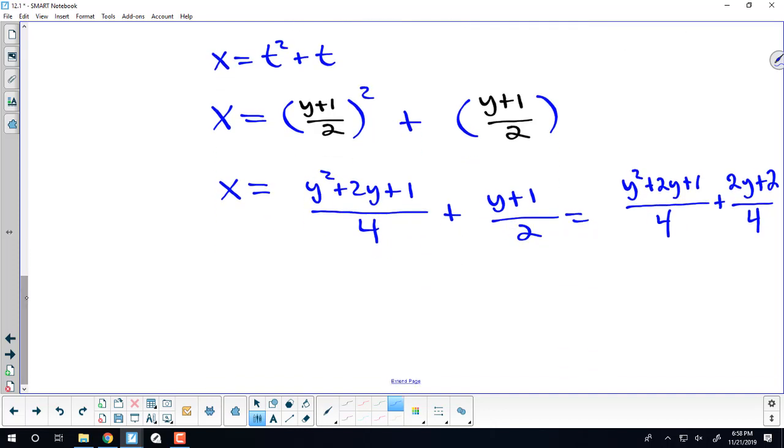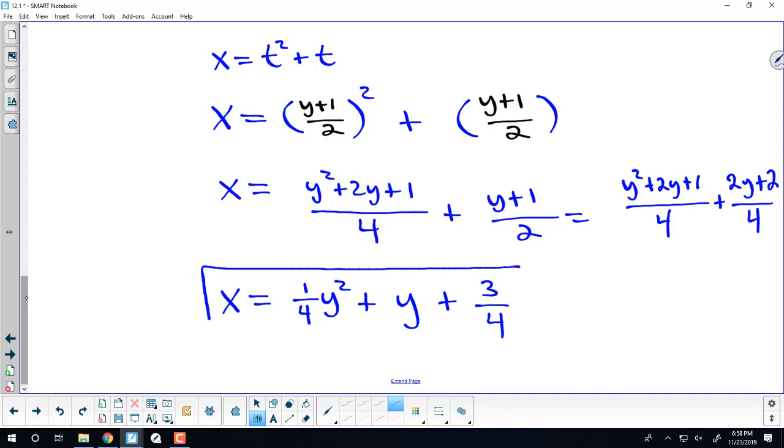Just combine like terms at that point. x is, we've got a y squared over 4, or 1/4 y squared. We're going to have 4y over 4. And we're going to have 3 over 4. So maybe that's not terribly helpful because we ended up with an equation as x equals, and we're accustomed to seeing y equals. But I think it does hopefully shed insight onto what our graph was actually developing into.